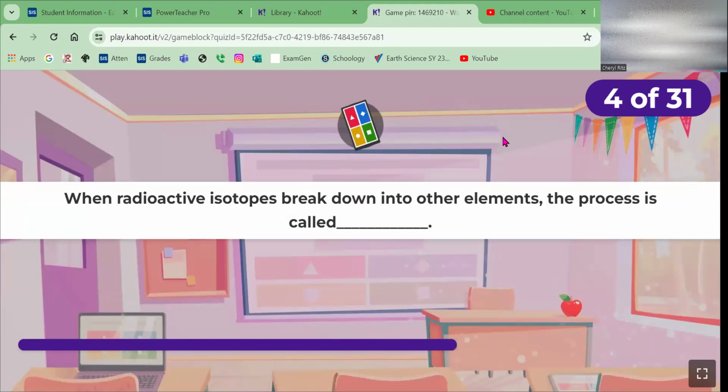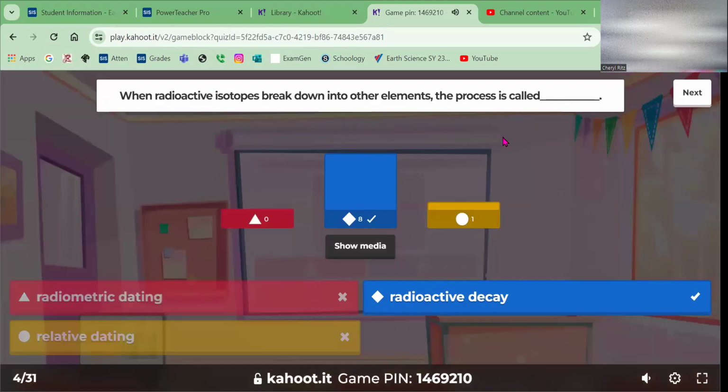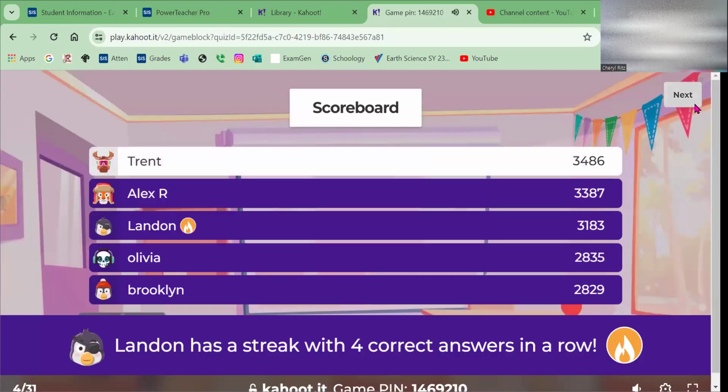When radioactive isotopes break into other elements, the process is called... Read this carefully. It is called radioactive decay. Radioactive dating is not quite it.